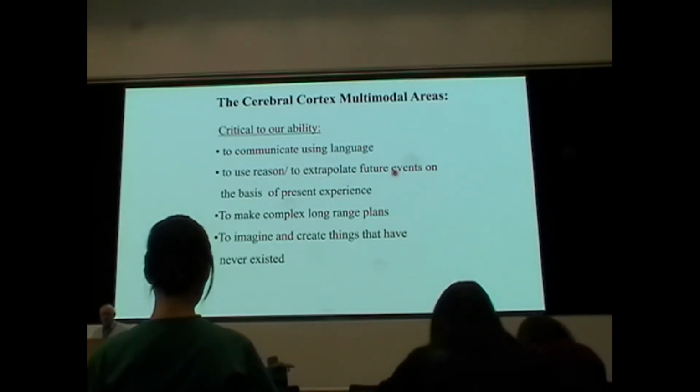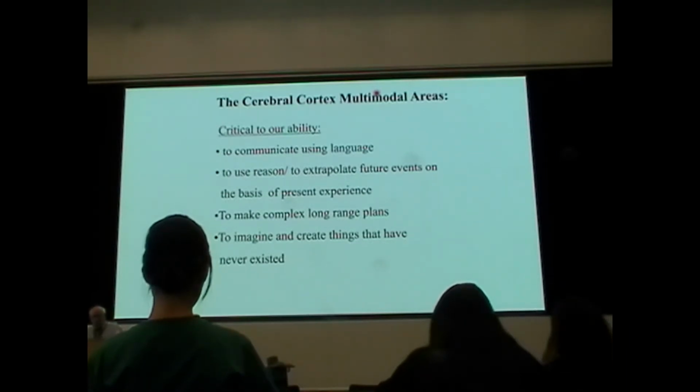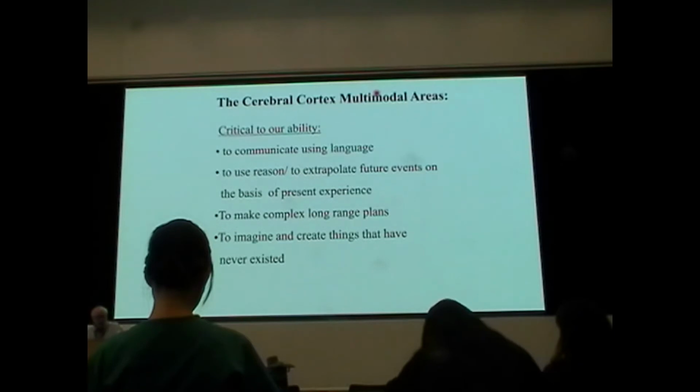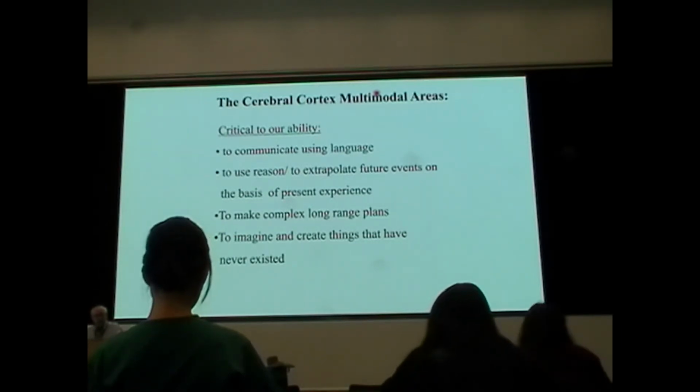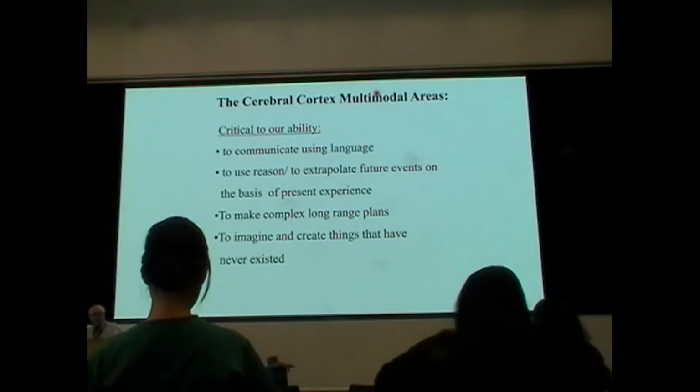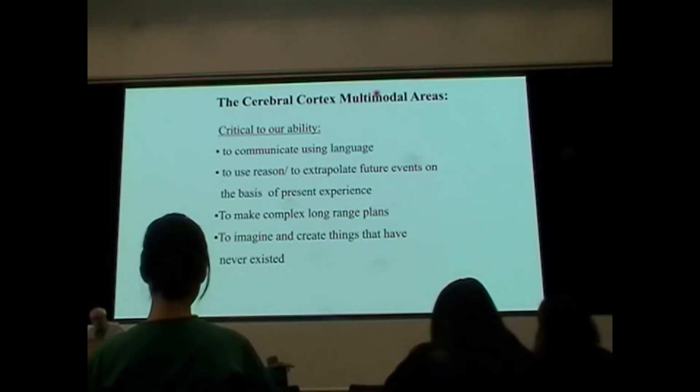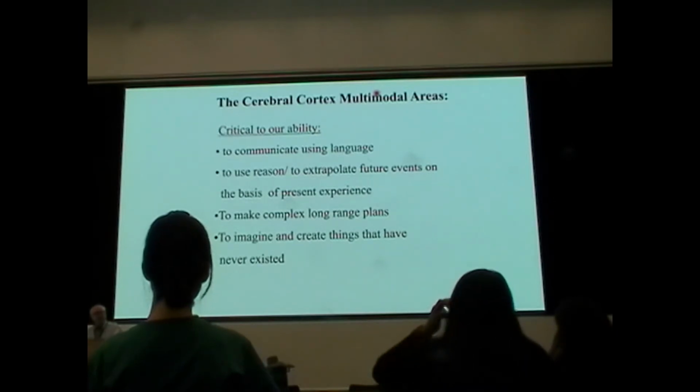Okay, so what are the cortex multimodal areas associated with? We're associated with the ability to communicate using language, our ability to reason or extrapolate future events on the basis of present experiences or past experiences, to make complex and long-range plans, like school, you have a plan. I hope you're still on track to keep that plan. Or to imagine and create things that have never existed.